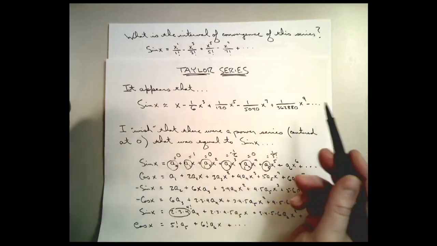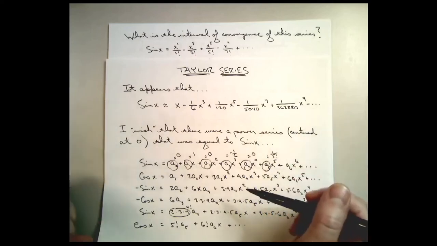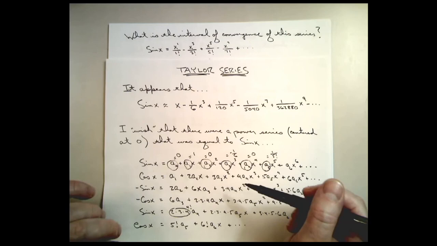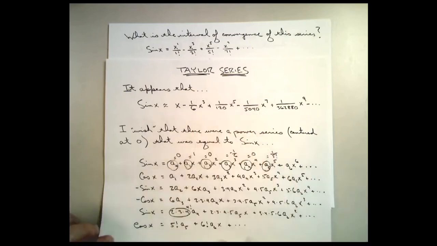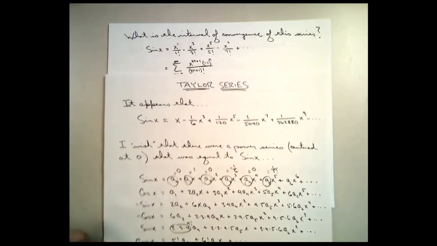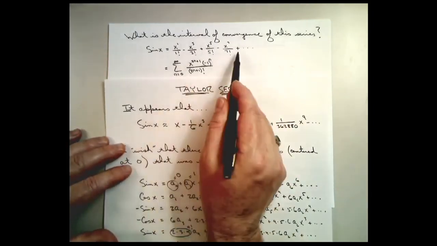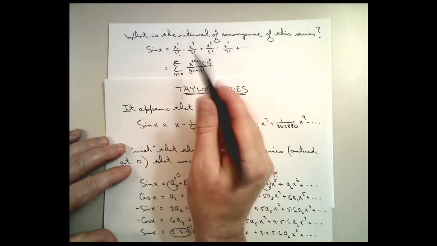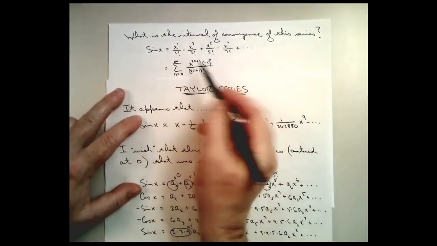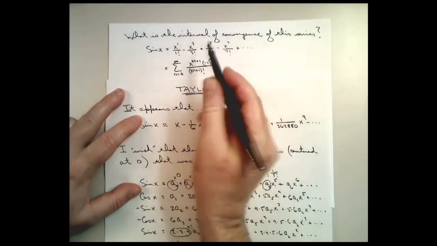But we didn't look at where that series converged, right? So I'd like to know what is the interval of convergence of this series. Now, since we've gotten an idea of how we can write down the individual terms, let's go ahead and analyze how we can write down the nth term in general.